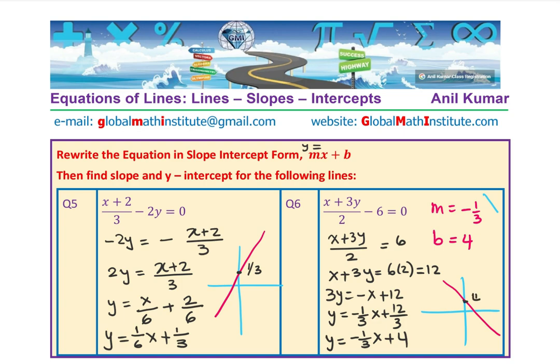This point will be 4, the y-intercept. And when you go 1 down, you'll go 3 to the right. Perfect. So the next point will be, can you tell me this next point? Next point will be 1 down and 3 to the right. You see that? That's how we'll get more points.